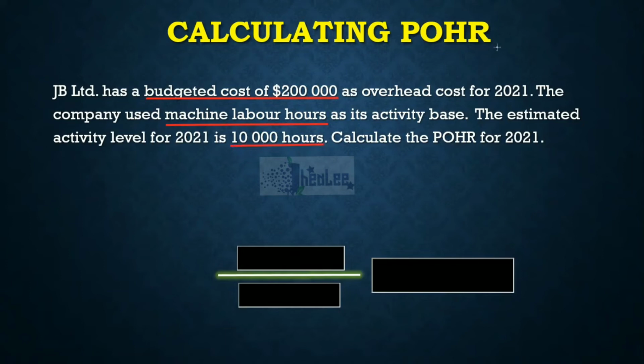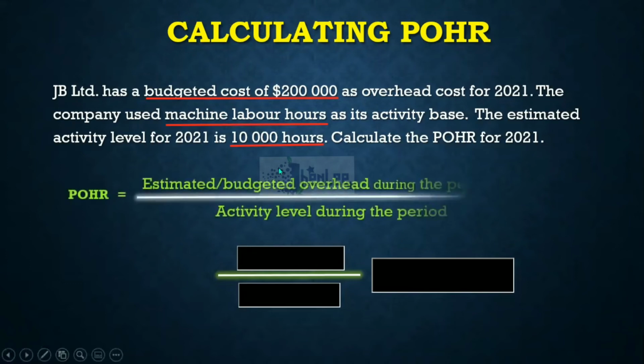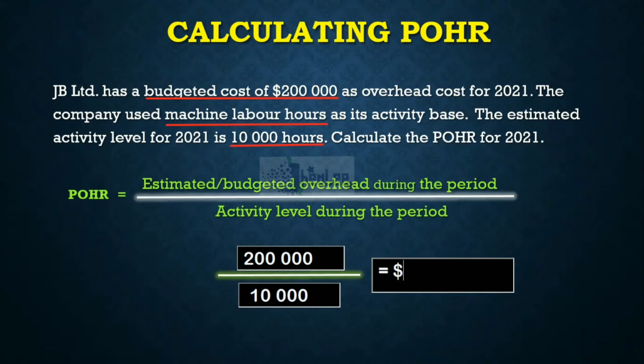Now that we have this, we're going to state our formula because we're going to get into our calculation. And because you're working with a formula, it is advised that you state your formula first. So here we go. Remember, it is the estimated or budgeted overhead for the period divided by the activity level during the period. So let's pick up our figures. The estimated cost is $200,000. We're going to divide that by the 10,000 hours, and that gives us a result of $20 per machine hour.